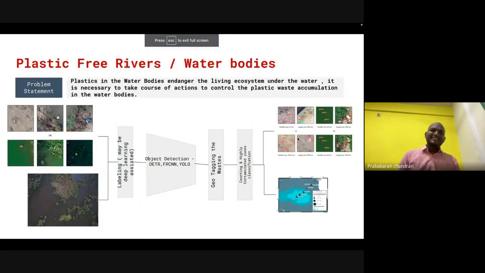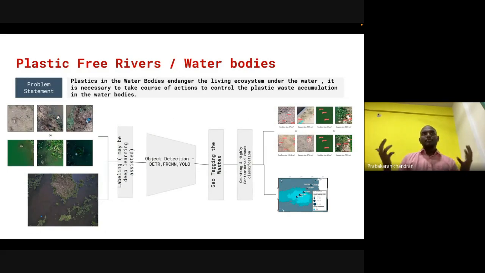Then we have plastic-free rivers or plastic-free water bodies. This is a pure play drone plus AI-driven thing, where most of the water bodies are contaminated with floating plastic garbage. The goal is to detect them, to find where most of the plastic accumulation is, so that they can take necessary action to control it.